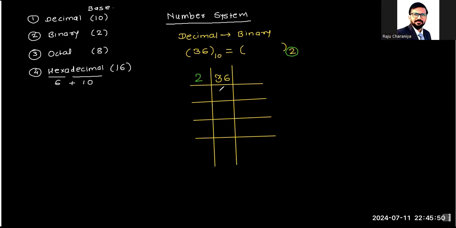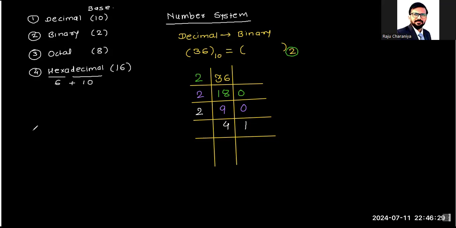So 2 times 18 gives 36, and the remainder is 0. Next, 2 times 9 is 18, so 18 minus 18 gives remainder 0 again. Then, sticking to the number 2, 2 times 4 is 8, so 9 minus 8 always gives remainder 1.